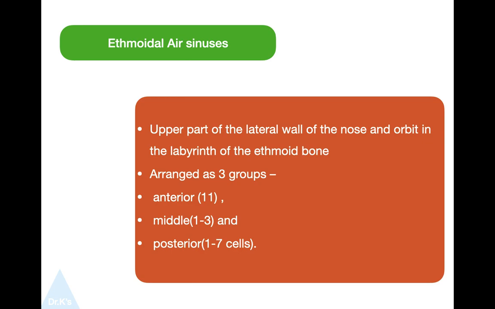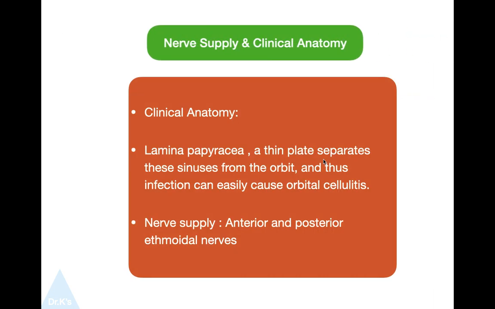Ethmoidal air sinus. Among the 4 paranasal air sinuses, these are the only group of sinuses which are arranged in anterior, middle and posterior groups in the labyrinthine part of the ethmoid bone. Nerve supply is by the anterior and posterior ethmoidal nerves, and there is a thin plate of bone which separates these sinuses from the orbit. So any infection from these sinuses can easily cause orbital cellulitis.